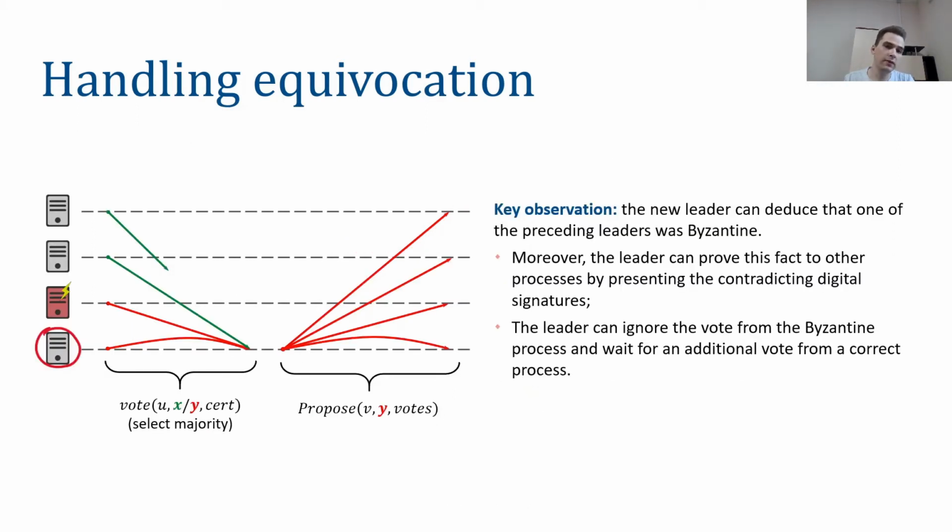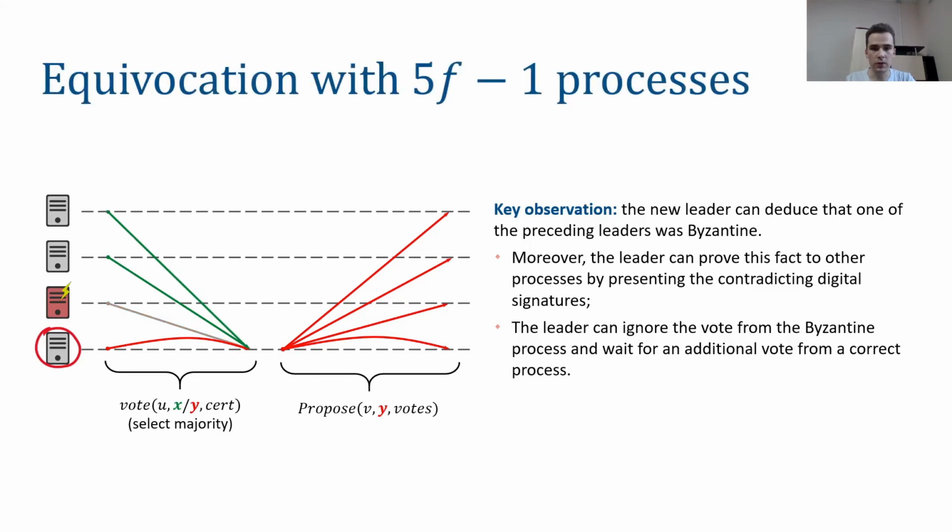However, we can observe that in this case, the new leader can deduce that the process that proposed two different values is Byzantine. Indeed, a correct process will never propose two different values in the same view. The new leader will be able to prove the fact of equivocation to other processes by showing two conflicting cryptographically signed messages. Hence, among the remaining processes, there are at most f-1 Byzantine. The new leader can ignore the vote by one Byzantine process and wait for one more vote from a correct process. This will allow the new leader to make the right choice using the majority rule and propose a safe value.